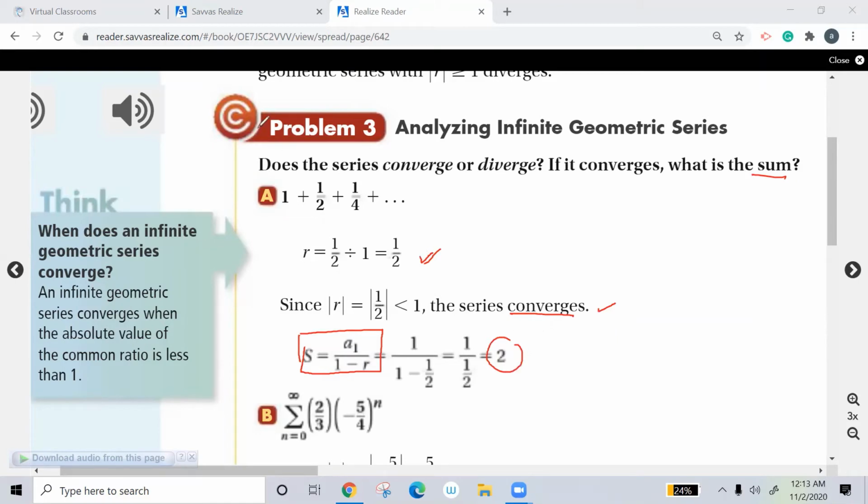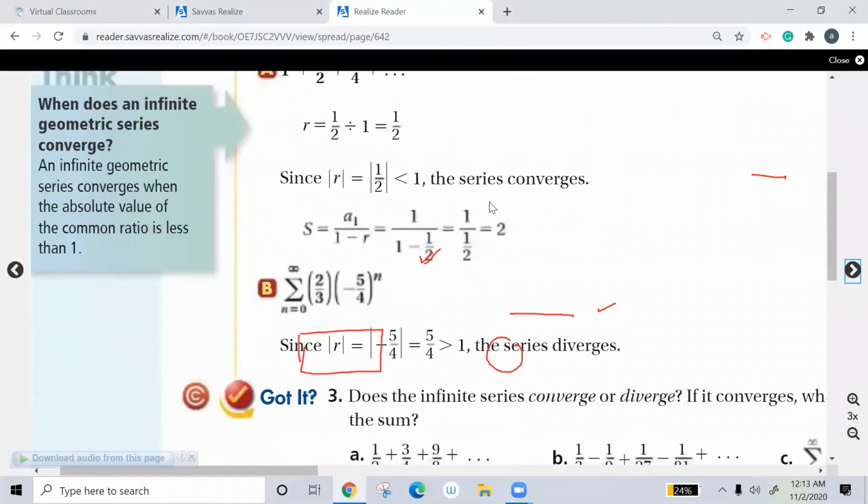Next, letter B. Letter B, we have the question, summation of 2 over 3 times negative 5 over 4 raised to n from n equals 0 to infinity. Here, our first term is 2 over 3 and our r, or the common ratio, is negative 5 over 4. The absolute value of negative 5 over 4 is 5 over 4, and 5 over 4 is greater than 1. So the series diverges, and we don't need to find the sum.